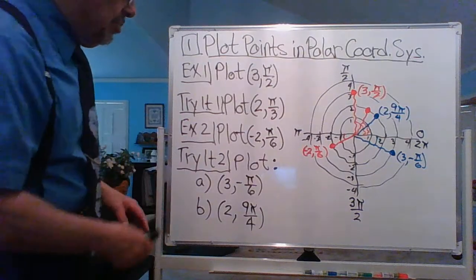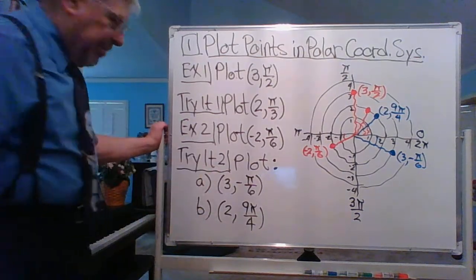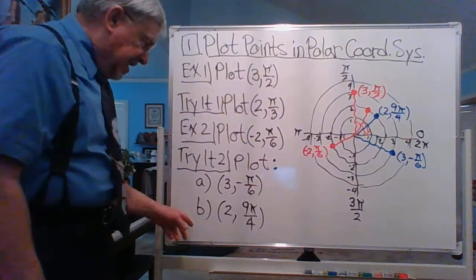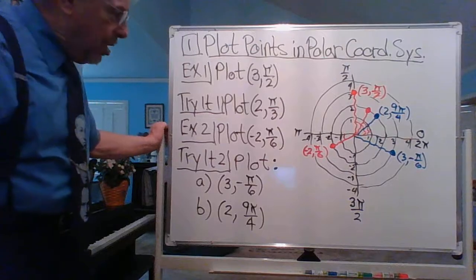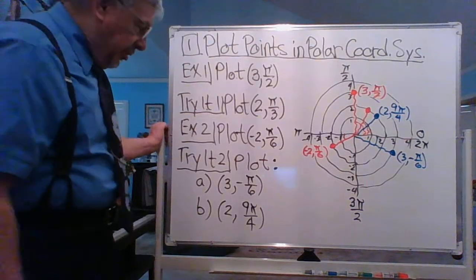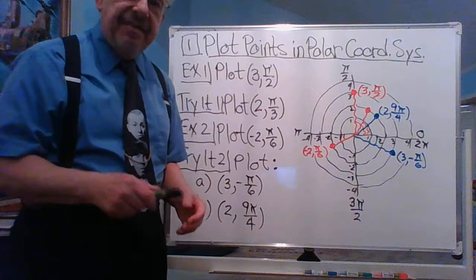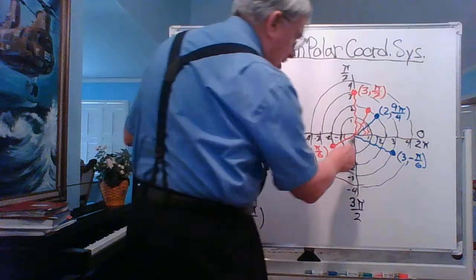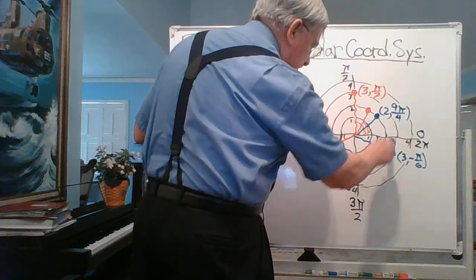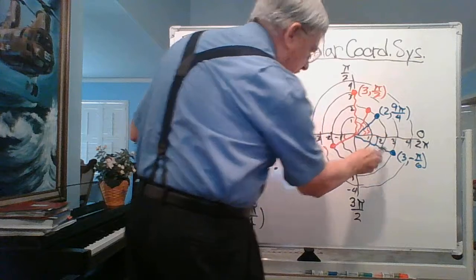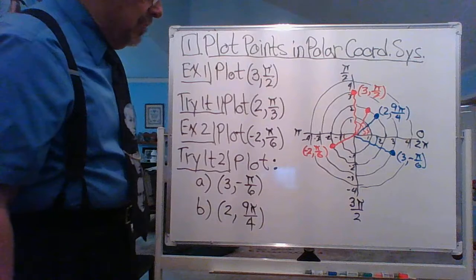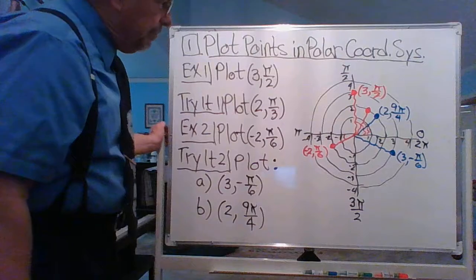Let's look at one more example here of plotting. So the final points I'm going to plot here is Try It 2, where I'm going to plot 2 points. The first one is 3 and negative pi over 6, and the second one is 2 and 9 pi over 4. So let's take a look at the first one there, 3 and negative pi over 6. It's a negative angle, so that means I go clockwise from the polar axis. So here I've gone out to a point 3 on the concentric circles, and I go down a theta of negative pi over 6, or 30 degrees in the clockwise direction. I put my point, and there is 3, negative pi over 6, and I can label it.